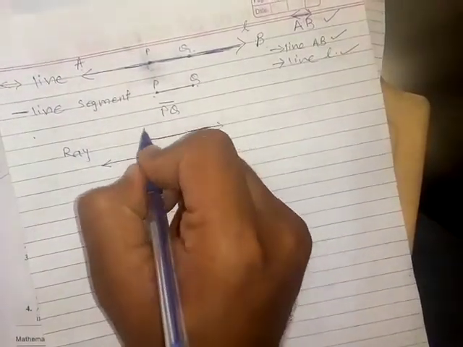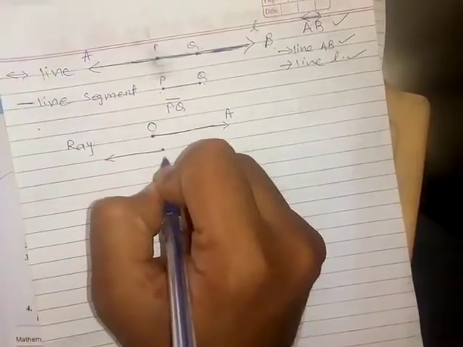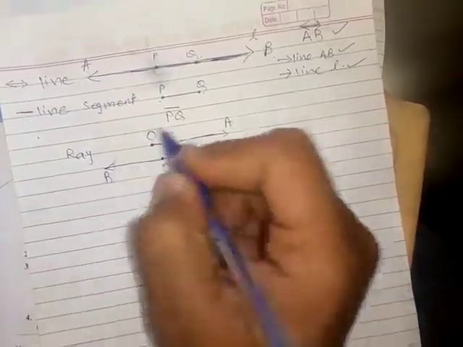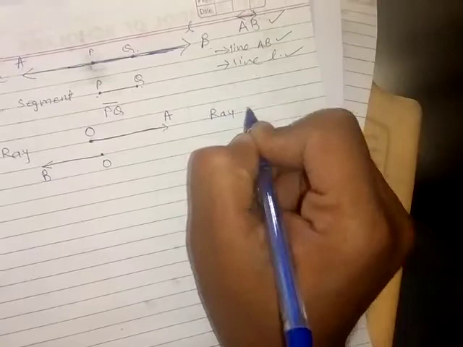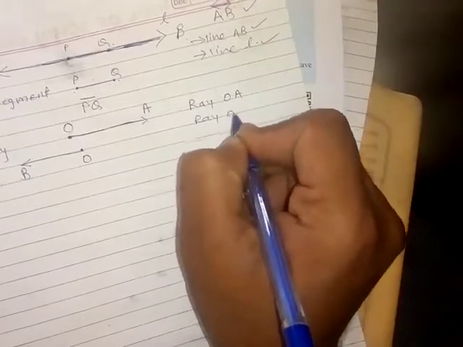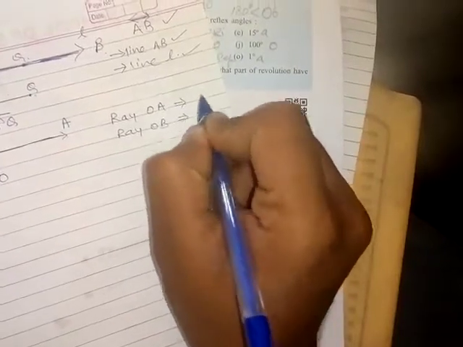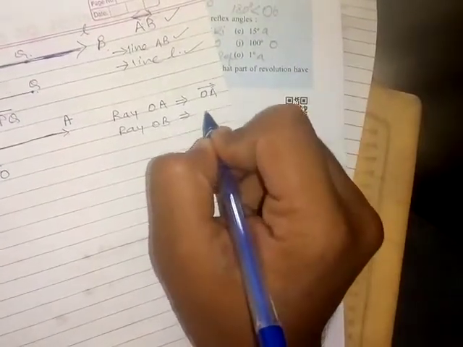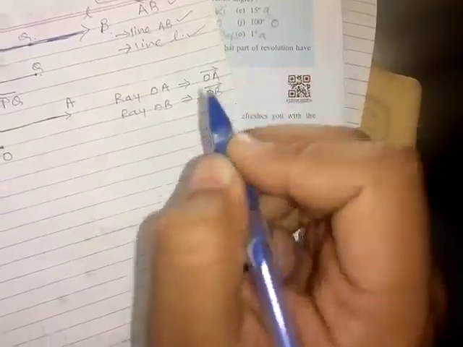The point is the origin of the ray, and it is increasing to the right side. That's why this is ray OA, and if you give another name, this is ray OB. How do we write the ray? Ray OA, ray OB. Its symbolic form is OA with a ray symbol on the head of OA, and likewise OB with the ray symbol. This is the writing format of a ray.